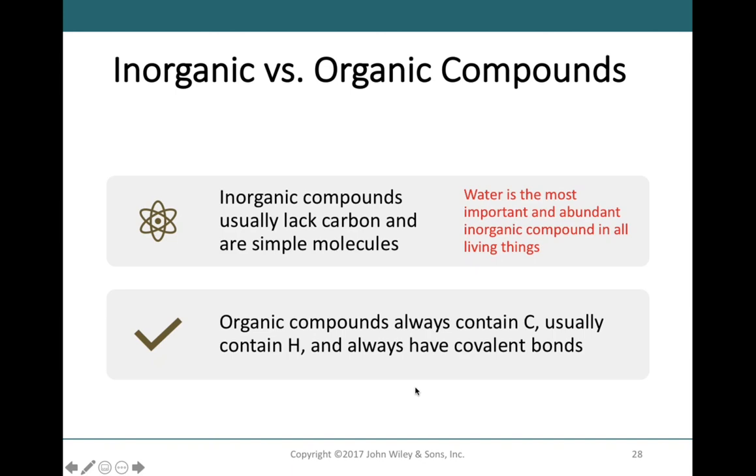So the most notable characteristic about an organic compound is that it will always contain carbon. Organic compounds must contain a carbon atom. If it doesn't have carbon, it's not organic. Oftentimes, our organic molecules will contain hydrogen as well. So carbon and hydrogen will often be connected through covalent bonds. So if you see a lot of carbons and hydrogens together, odds are that it's going to be an organic compound.